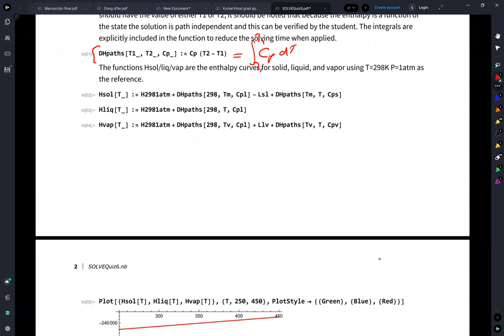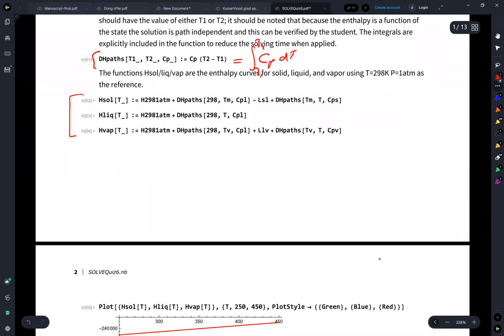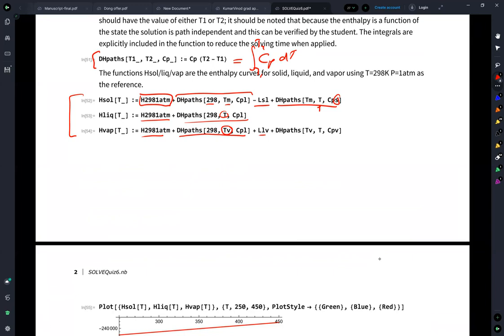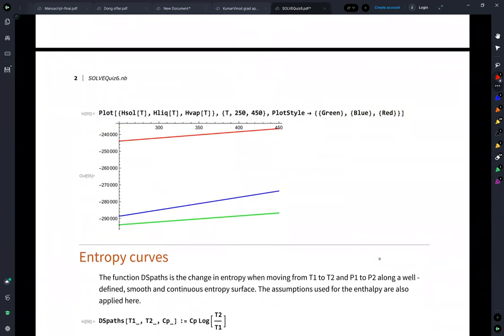And then I've shown this in a previous video, computing the enthalpy of the solid, the liquid, and the vapor, assuming that you start in the liquid. For the solid, you integrate the liquid from the reference 298 to the melting point, you transition, and then integrate the solid to the temperature of interest. The liquid, you start at the reference, and then you just integrate to the temperature of interest. The vapor, you start in the liquid, you integrate the liquid to the vaporization temperature, transition to the vapor, and then move along the vapor path until you get to the temperature of interest. And if you do that, you wind up with enthalpy curves that look like this. So you've got the solid, liquid, and vapor.